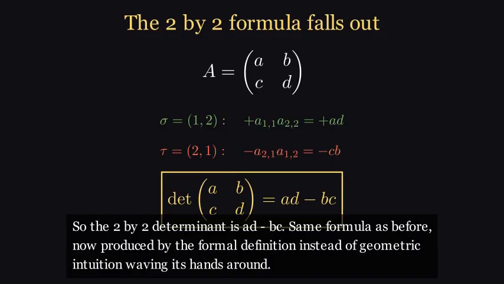So the 2 by 2 determinant is AD minus BC. Same formula as before, now produced by the formal definition instead of geometric intuition waving its hands around.